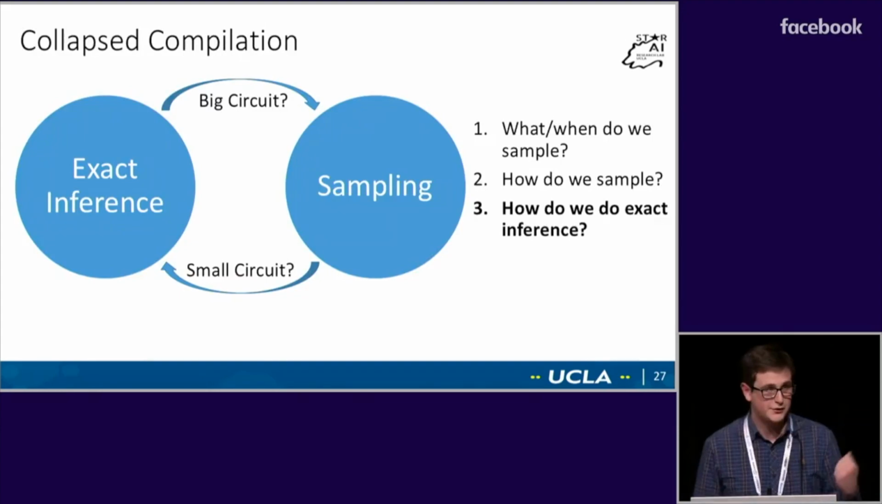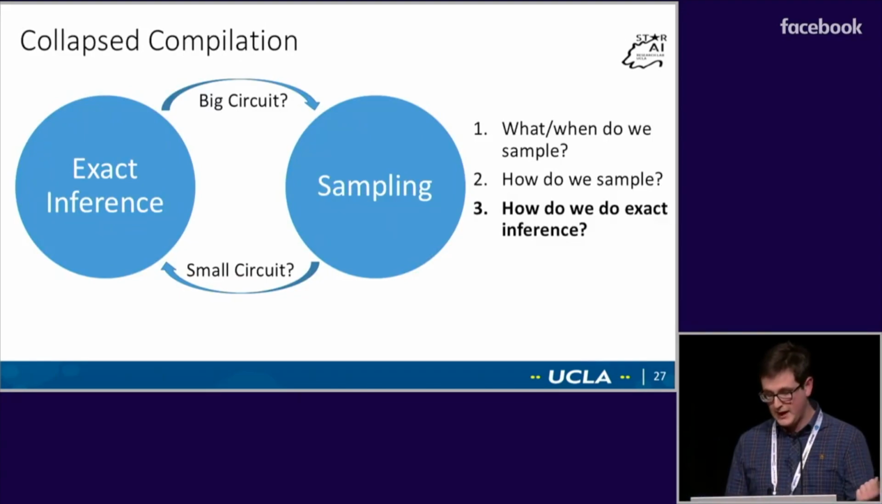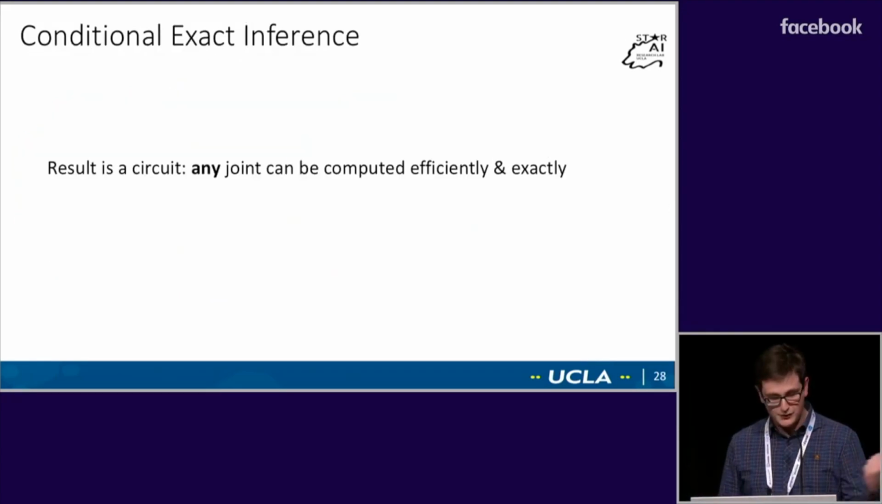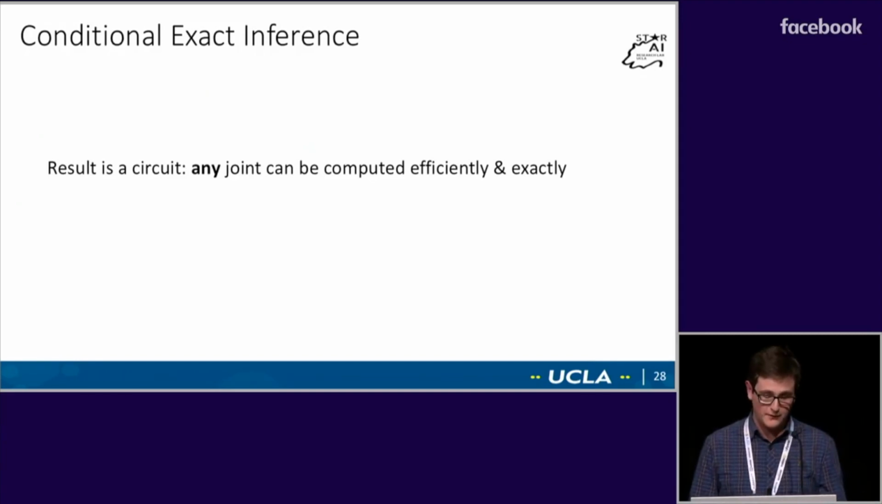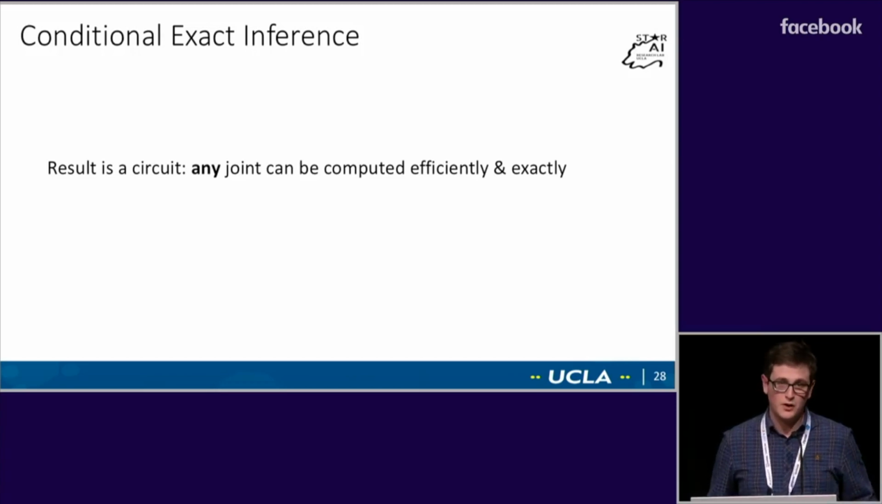And finally, there's the question of how do we do exact inference? This follows in a pretty straightforward way, right? The result of doing this is a circuit with sampled variables. So just run whatever query you need to on that circuit that you have. We know that any joint can be computed efficiently and exactly.